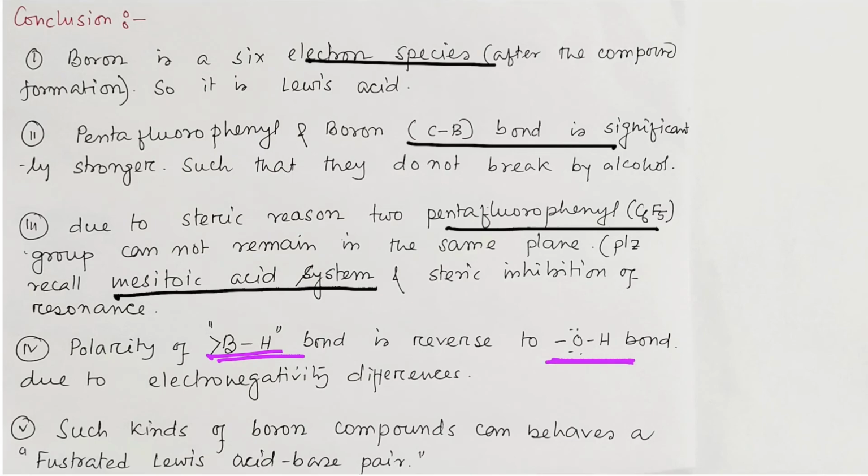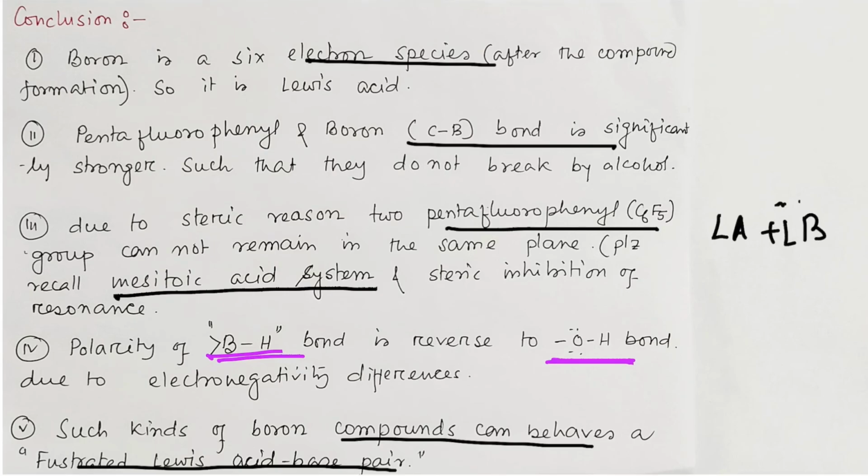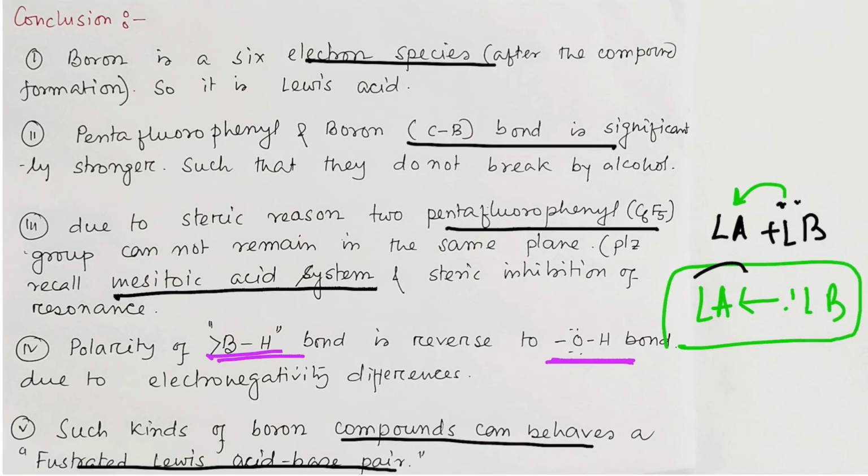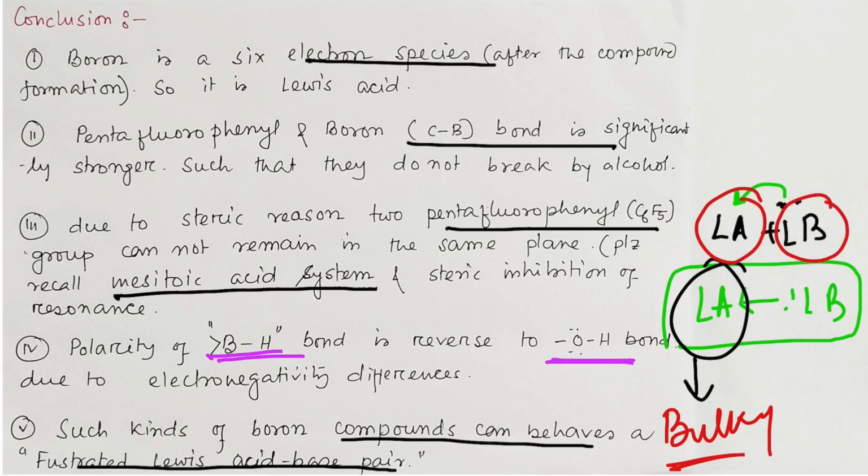And the most important part, that is such kind of boron compounds can behave as a frustrated Lewis acid base pair. What do I mean? We know Lewis acid base pair means this Lewis acid plus this Lewis base. So Lewis base donates its lone pair to the Lewis acid and forms an adduct. We know this thing very well, this adduct formation. But if this Lewis acid is very bulky, because of steric reason this coordination can't happen, and both this Lewis acid and Lewis base remain frustrated.